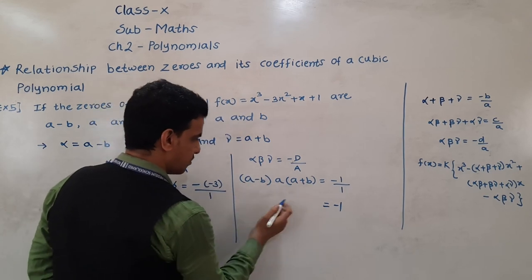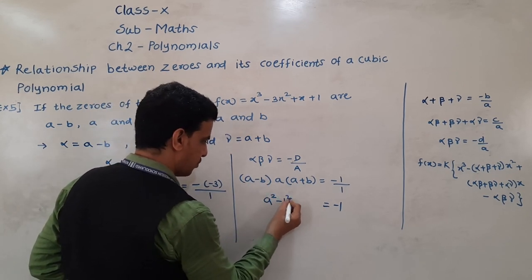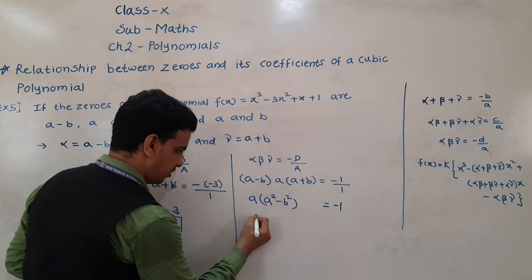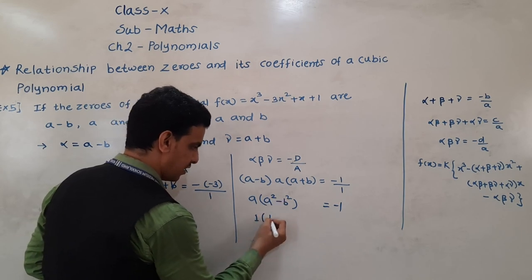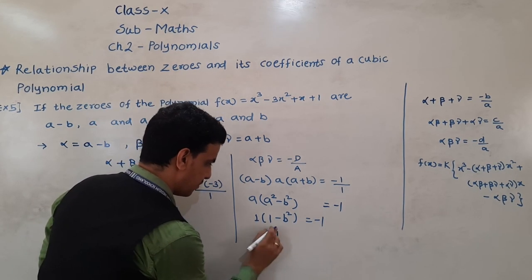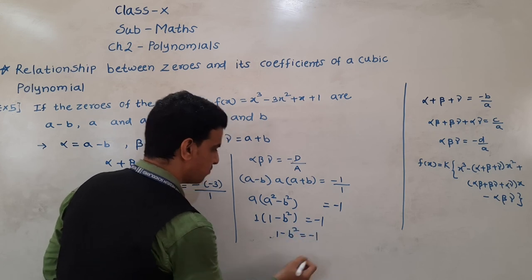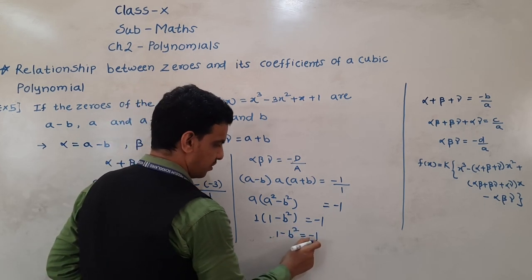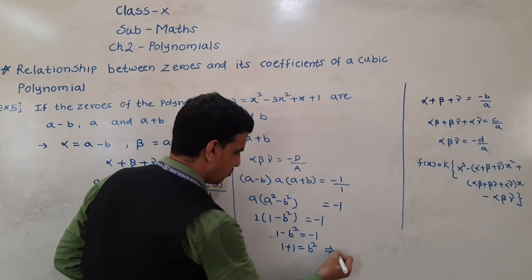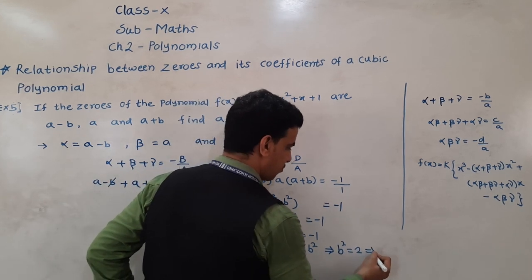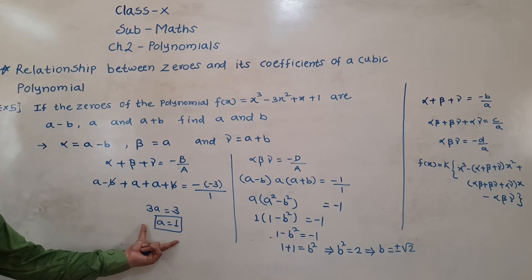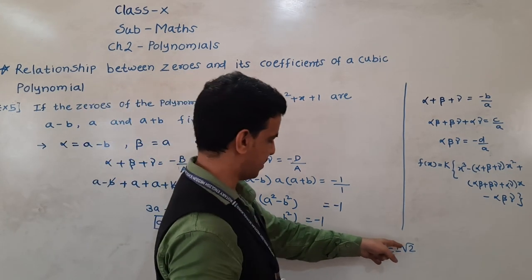So a minus b into a plus b is a square minus b square, and into this a. Here we put the value of a is 1. So 1 into 1 square, that is 1, minus b square is equal to minus 1. So 1 minus b square is equal to minus 1. Minus b square we have to shift here, and minus 1 shift here. So 1 plus 1 is equal to b square. So the value of b square is equal to 2, that is the value of b is plus minus root 2. Okay, so the value of a is 1 and the value of b is plus minus root 2.